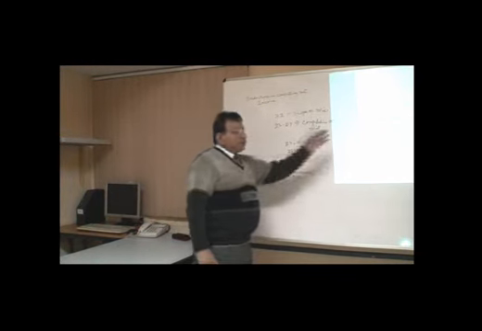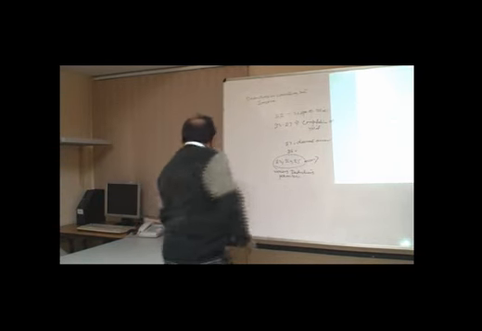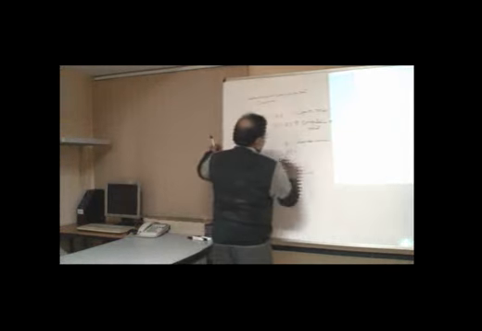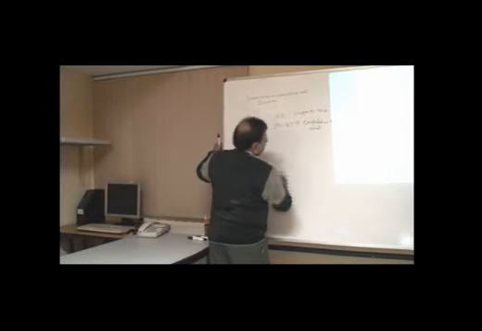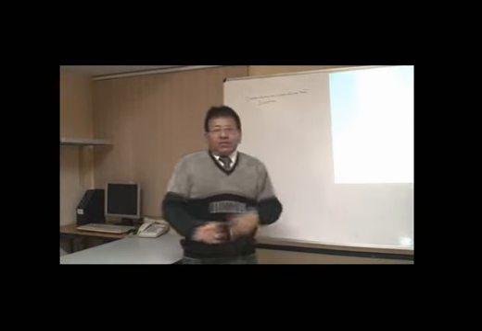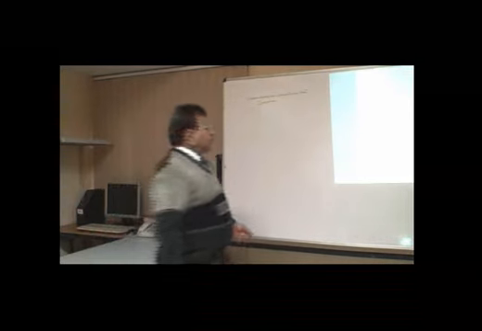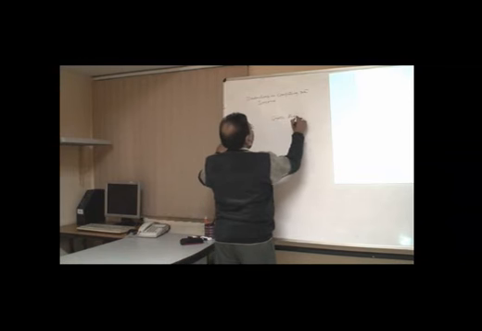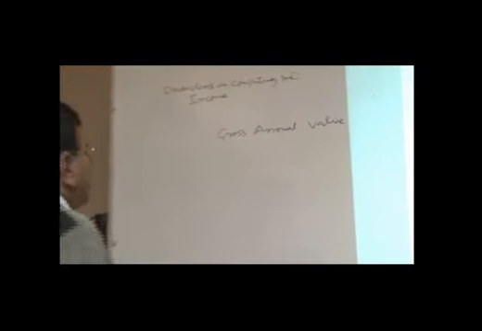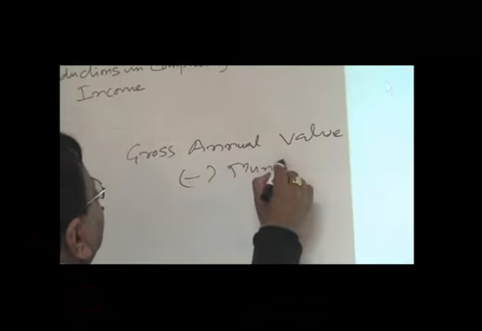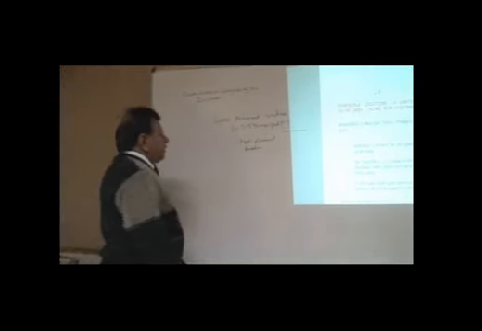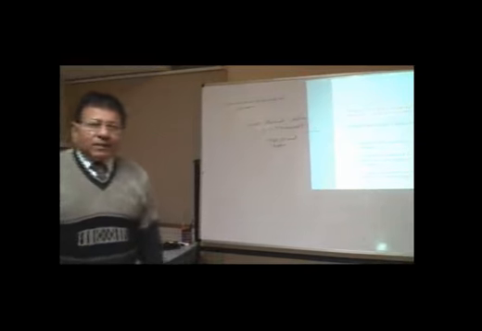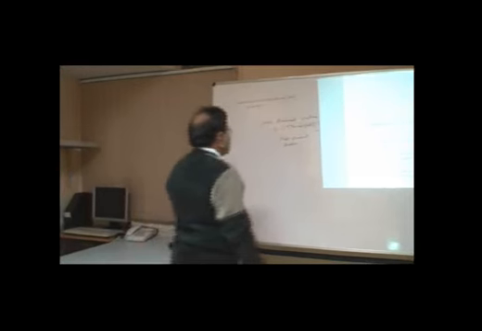head is the municipal taxes. In our last lecture, we calculated how to determine the gross annual value. If from the gross annual value we deduct the municipal taxes, it will be the net annual value. So the permissible deduction under the income tax for this head is municipal taxes.